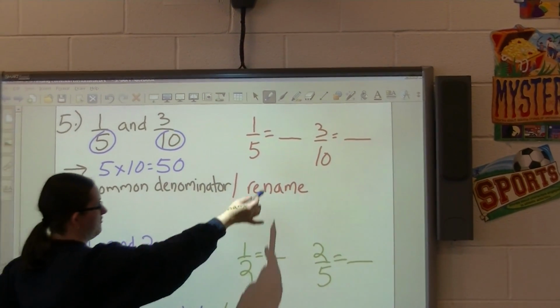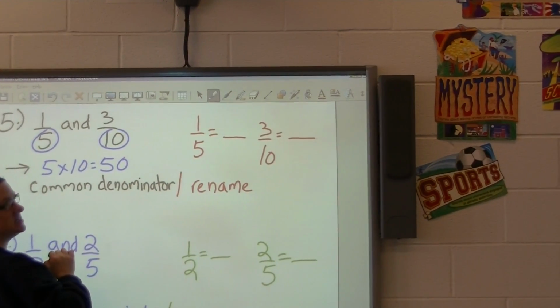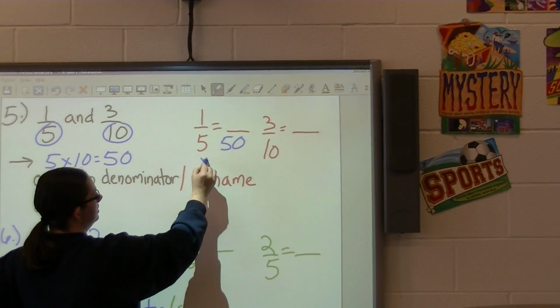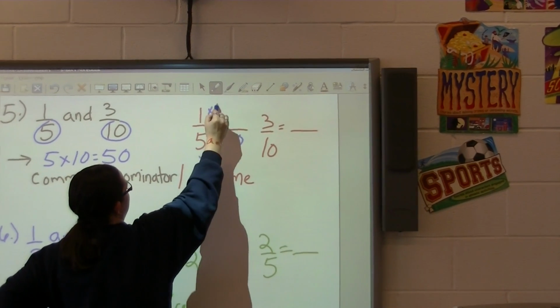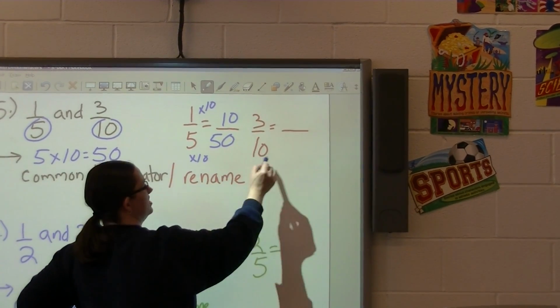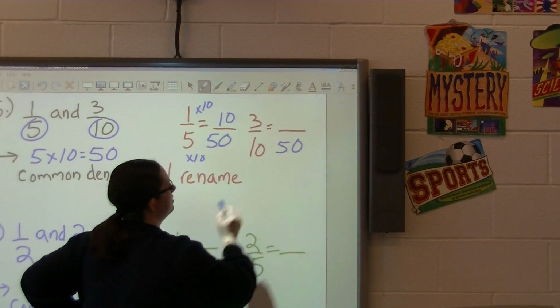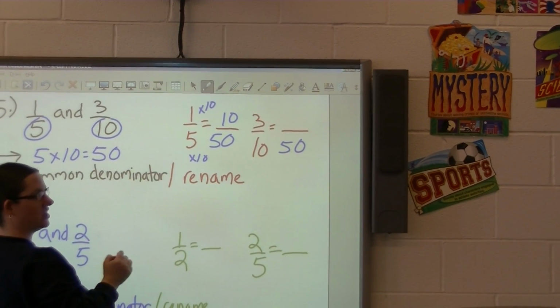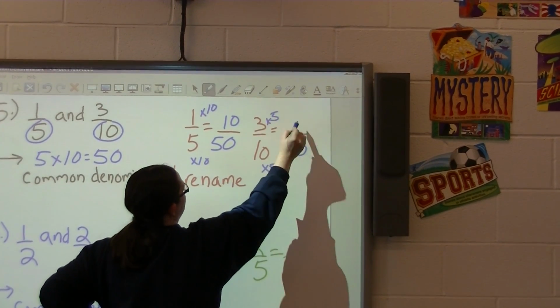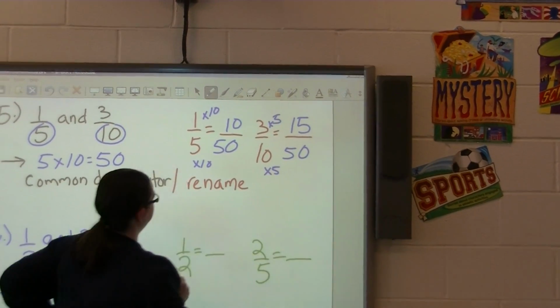Now we need to rename our fractions using the common denominator of 50. Okay, 5 times what gives us 50? 10, good, and 1 times 10 gives us 10. And now we need to do the same for 3/10. We need to rename it with the denominator of 50. 10 times what gives us 50? 5. And 3 times 5 gives us 15.